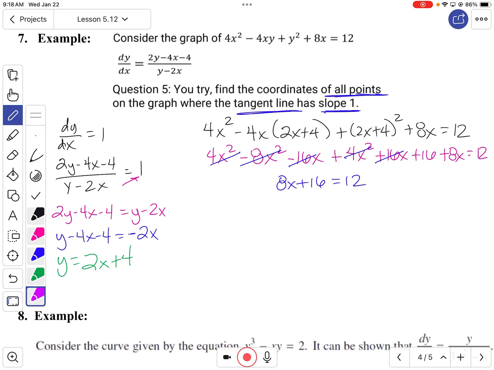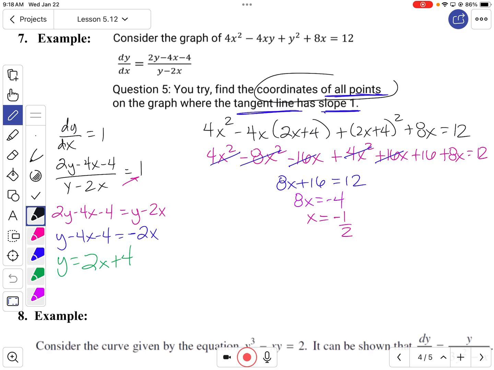Okay. Pull things around, I'm going to get 8x equals negative 4, or x is negative 1/2, right? All right, I think we're making good progress. What do they want as my answer this time?